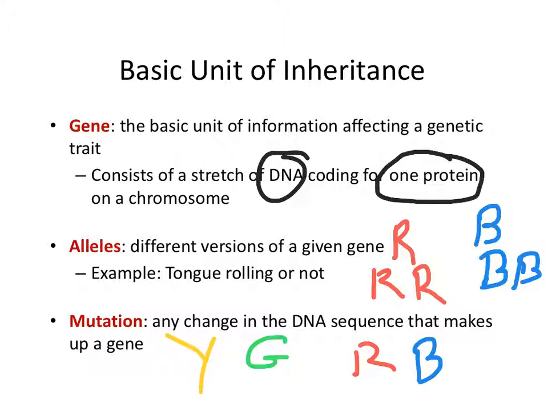Two other people, the dad may have a yellow and the mom yellow, or green, yellow, green, and they may produce offspring that are green and yellow. Okay.